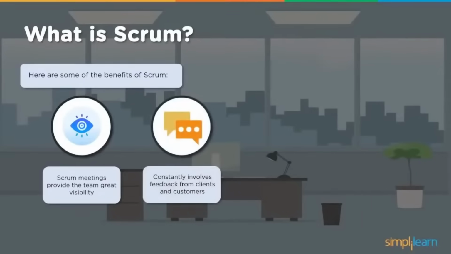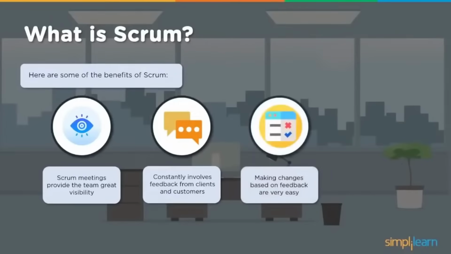Constantly involves feedback from clients and customers. As I mentioned earlier while discussing Agile, active involvement of the customer is very essential. So the customer should give feedback whenever a working piece of the application or product is given. Only then can we know whether the product or that module has the features and functionality which help in fulfilling the necessary requirement, is that happening or not. Then making changes based on feedback is very easy because everyone is informed and aware of what is being changed and what needs to be changed.